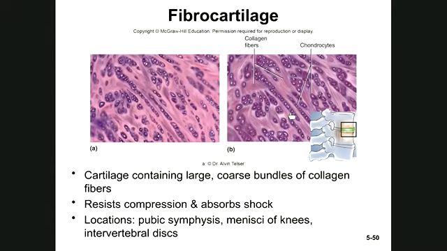We can see them in the pubic symphysis, the location where our two hip bones meet each other. We can see them in the menisci of our knee, and also in the intervertebral disc. In this picture again, you can see the rows of collagen fibers, and these are the chondrocytes which are located in the lacuna. And the amount of matrix is very small between these chondrocytes.